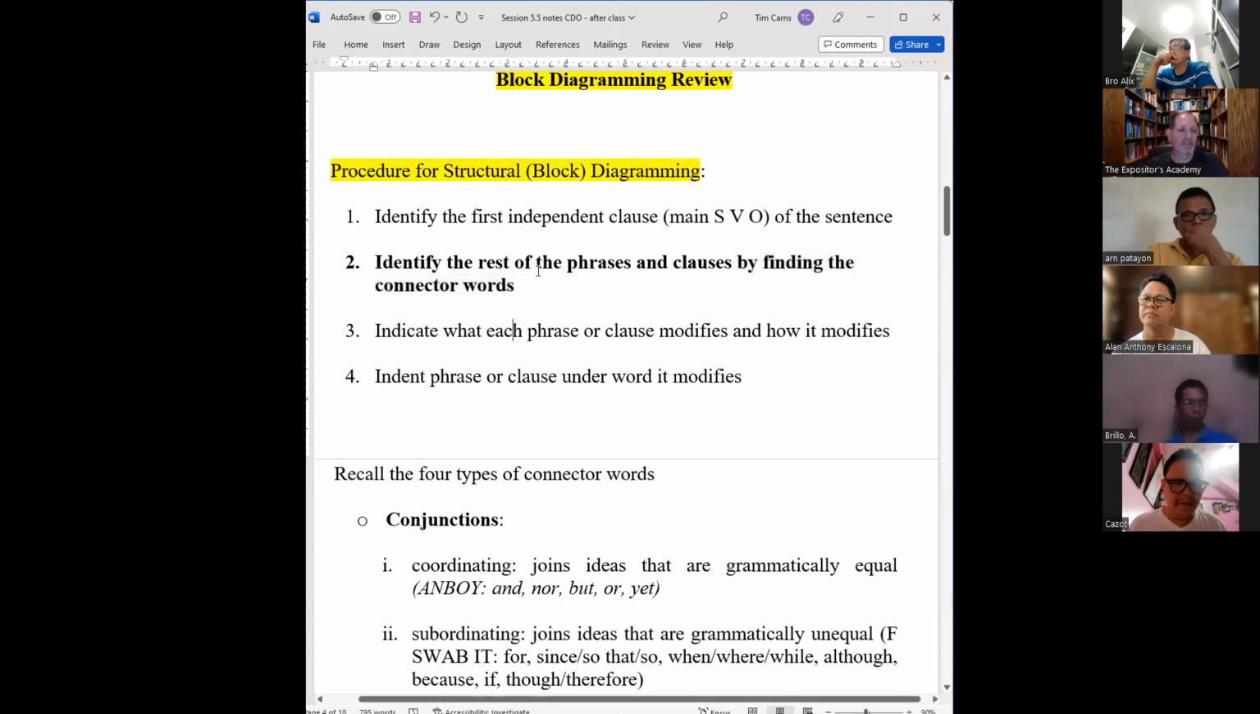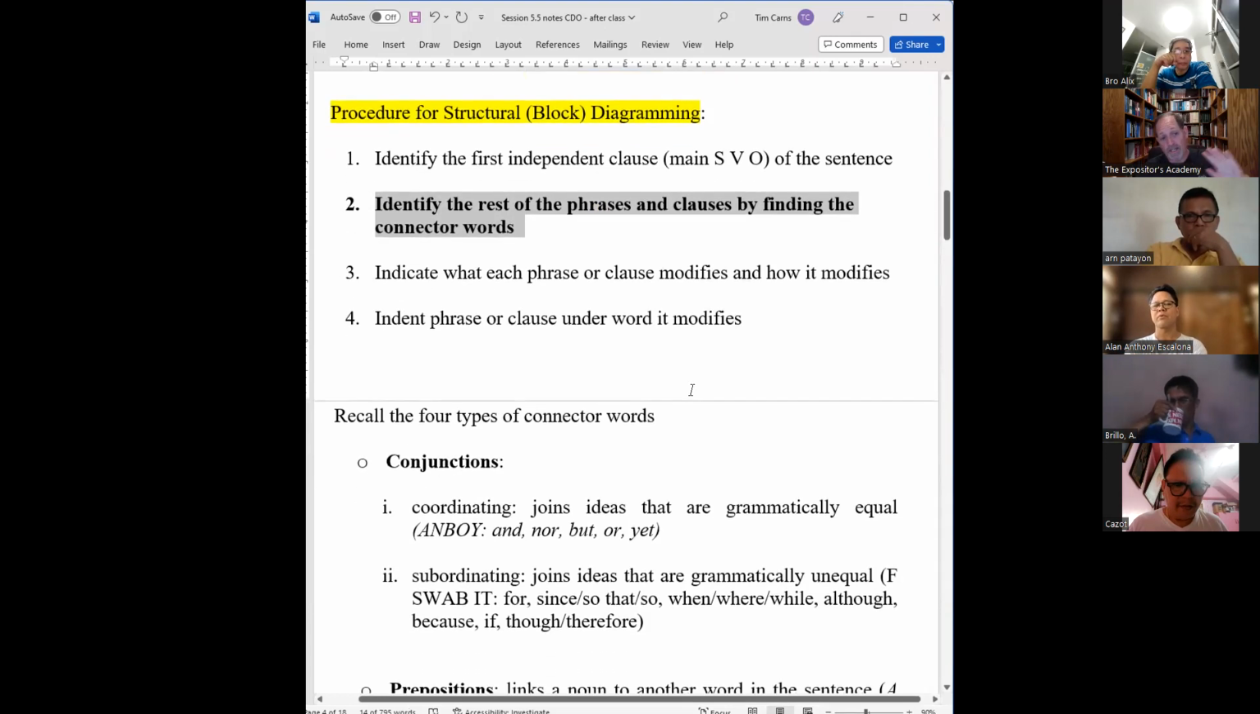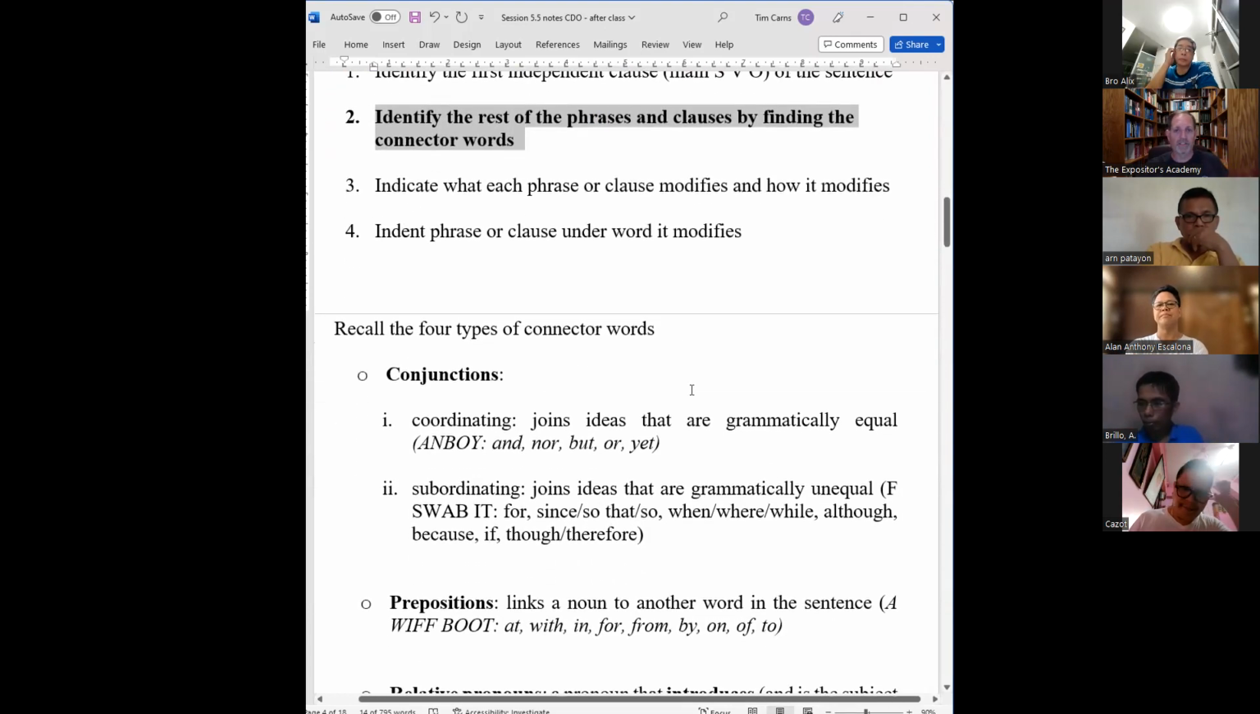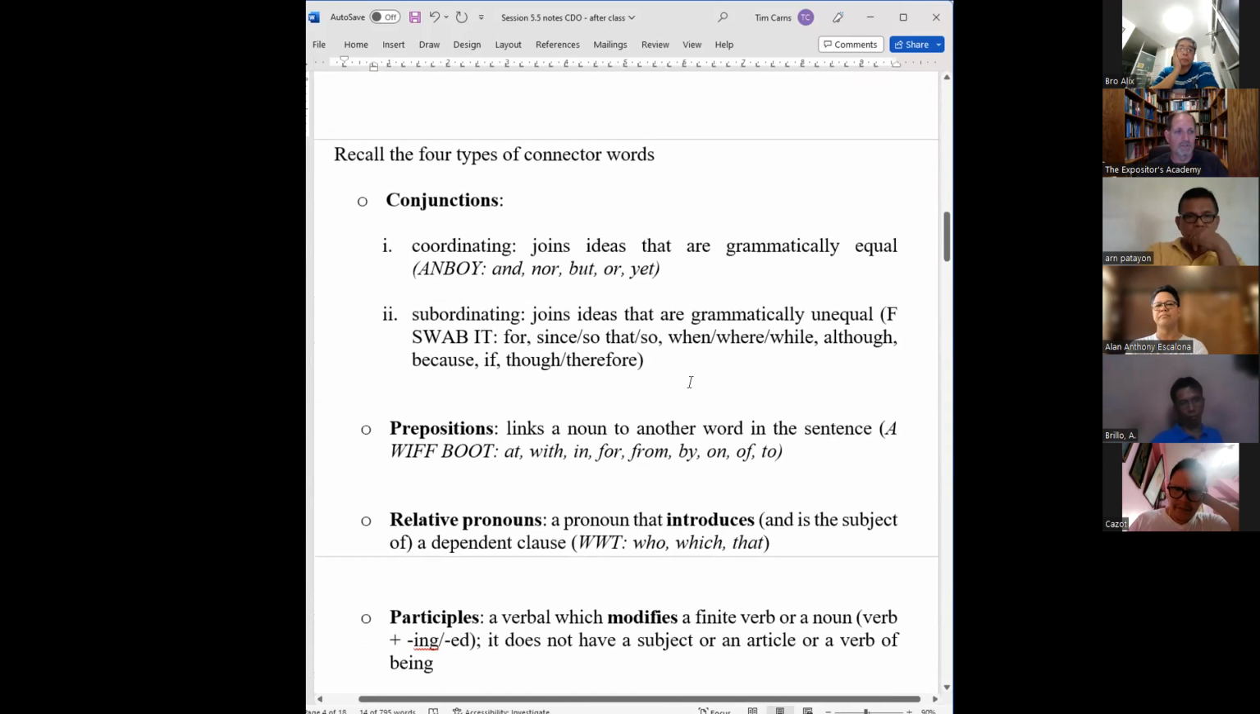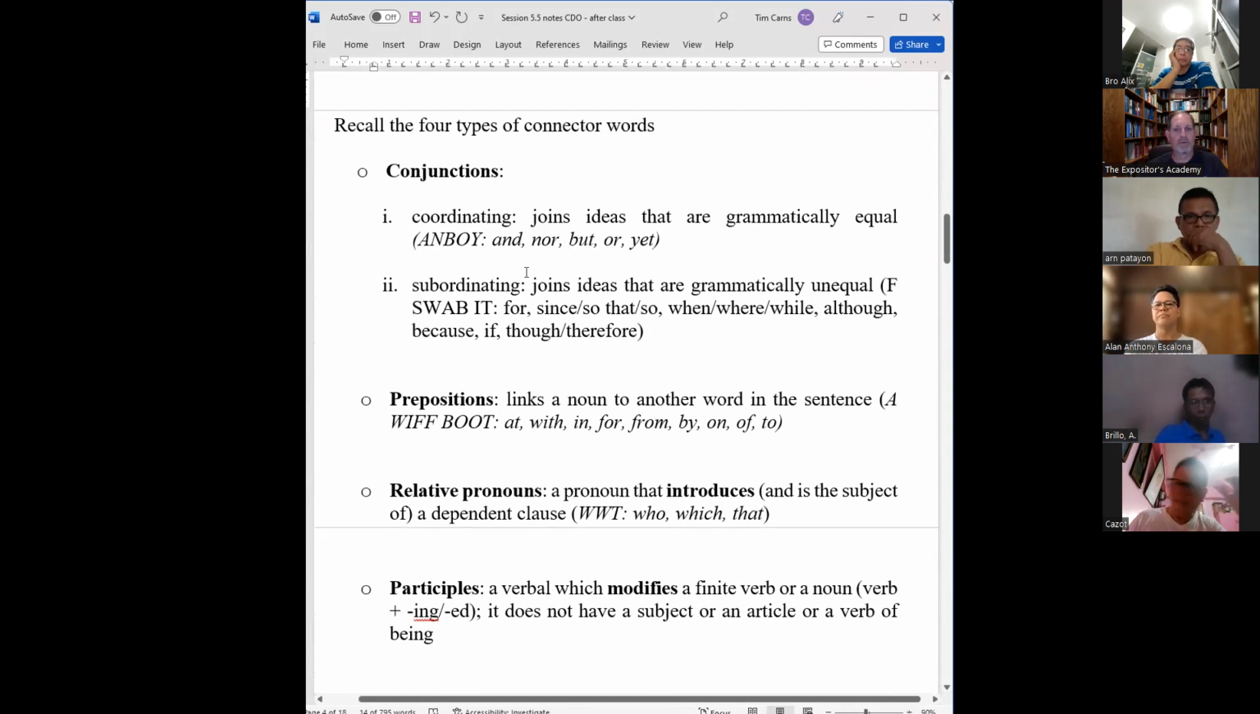But we're going to focus our attention on this second step for this session, and particularly focusing on how to find the connector words. So last week, if you go back to the session that we did, we went over these just by way of review. Remember, we have the conjunctions, the prepositions, the relative pronouns, and then we spent some time last week on the participles because those guys are the most tricky.